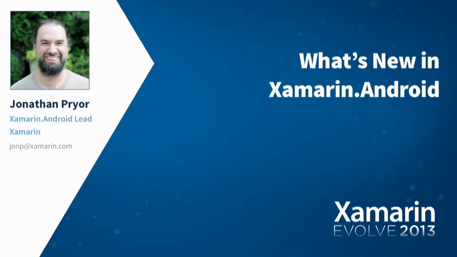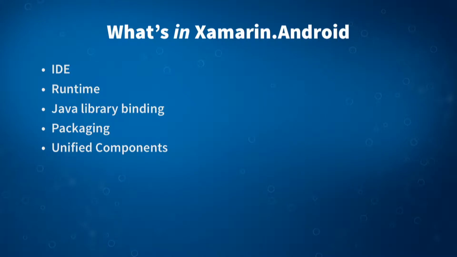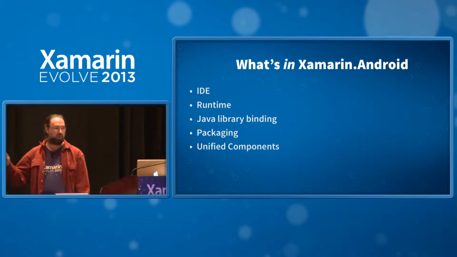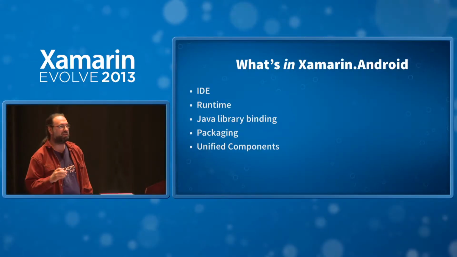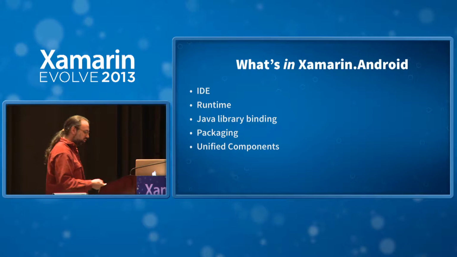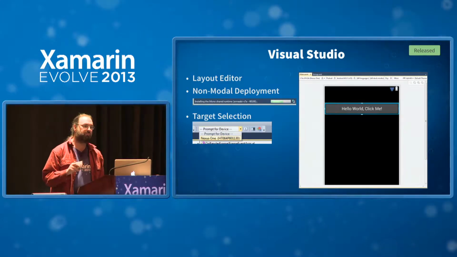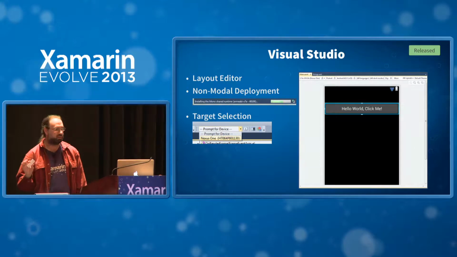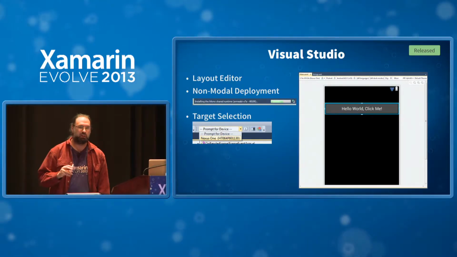Anyway, what's in Xamarin.Android? We have IDE support for Visual Studio and for Xamarin Studio. We have Runtime. We have glue, more glue, baling wire, and duct tape. Sorry, that's the Java library binding support. We have packaging, more glue, and we have unified components, which bring all of these individual pieces and put a nice little bow on top, so your development lives are a little bit saner.